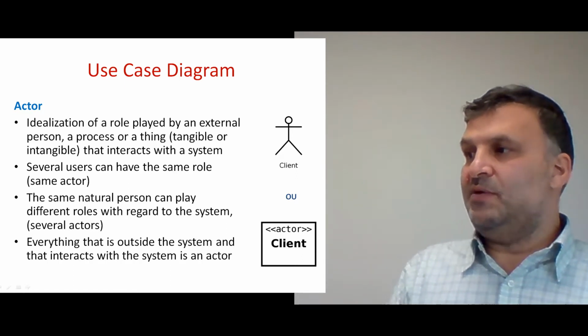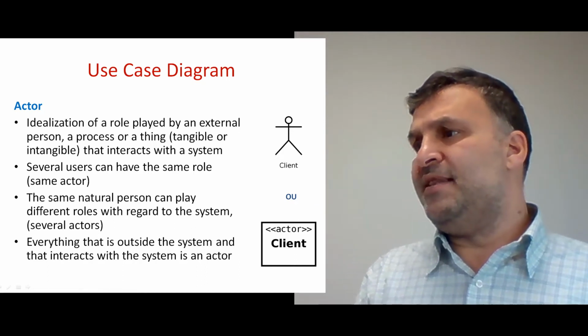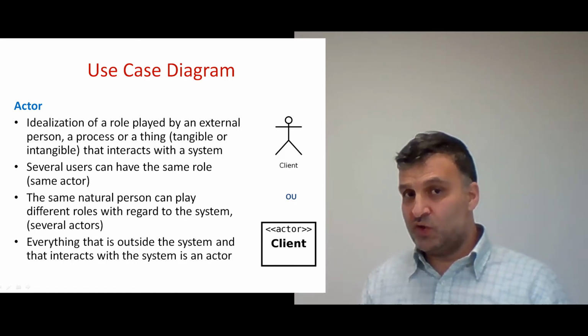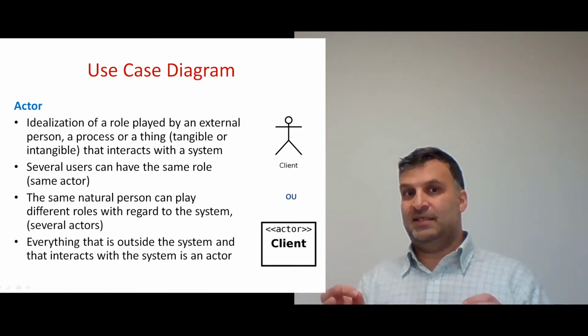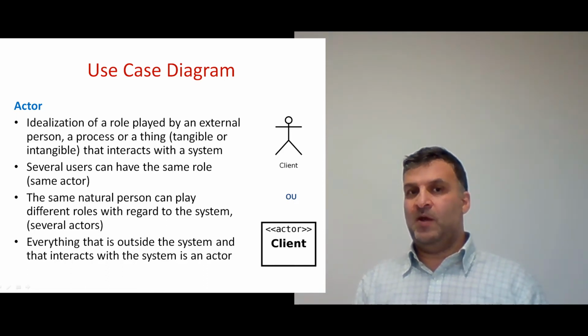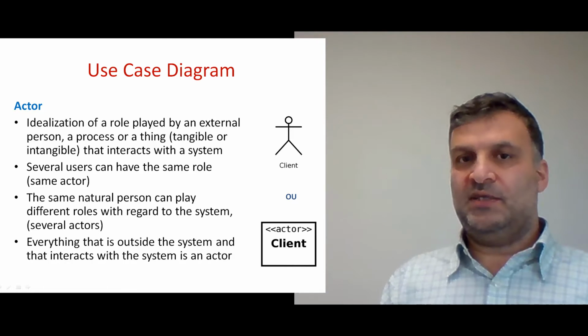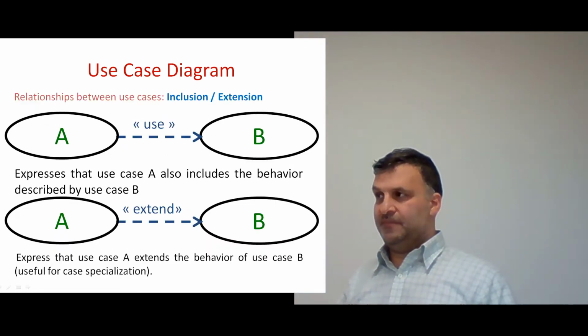Everything that is outside the system and that interacts with the system is an actor. So if we analyze our system well, all the entities that interact with our system should be represented as actors. In these diagrams, we have some additions.